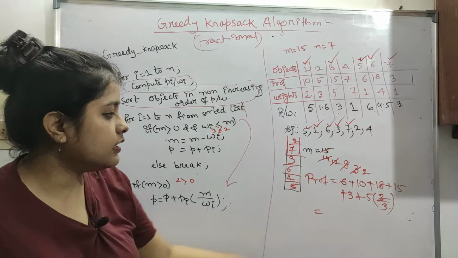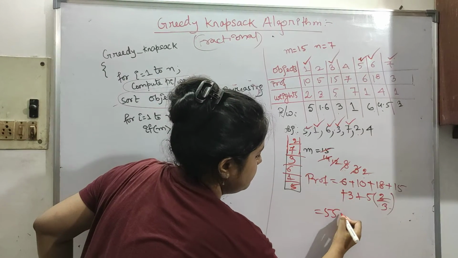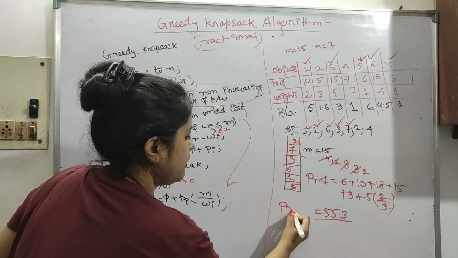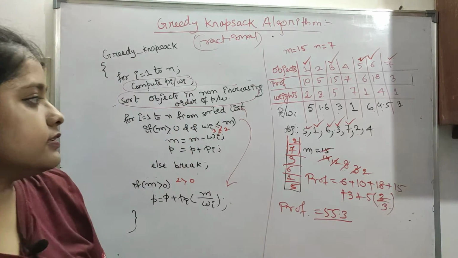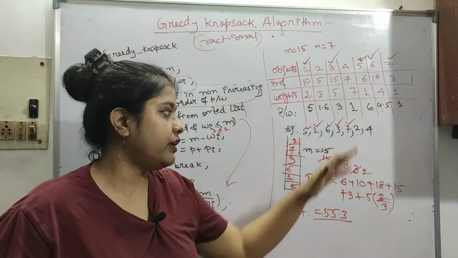Let me check what the correct answer is after this. 55.3. Okay. 55.3 is our profit. So the maximum profit is taken. So this is how it is coming. I hope you have understood this.